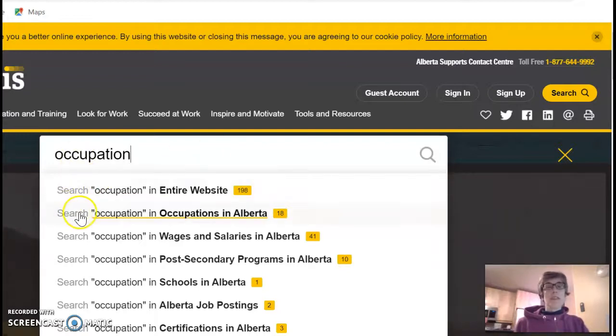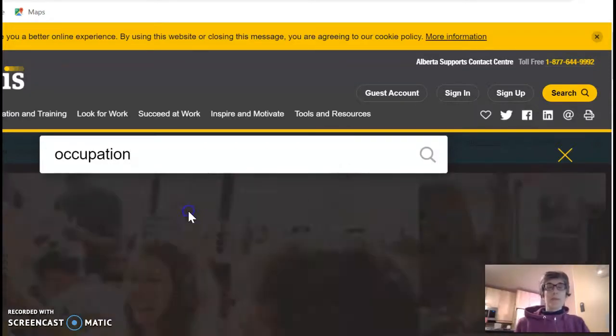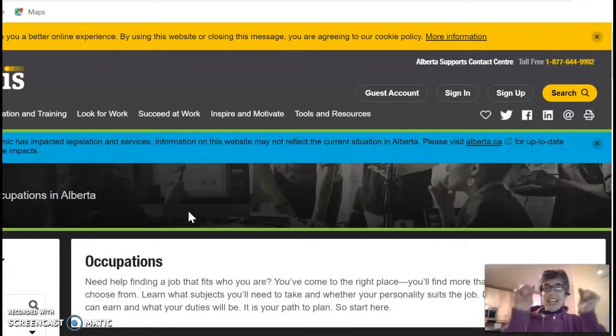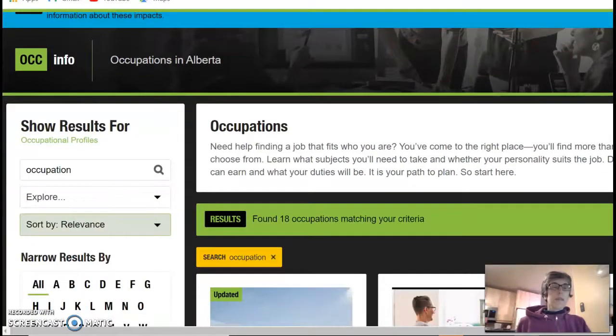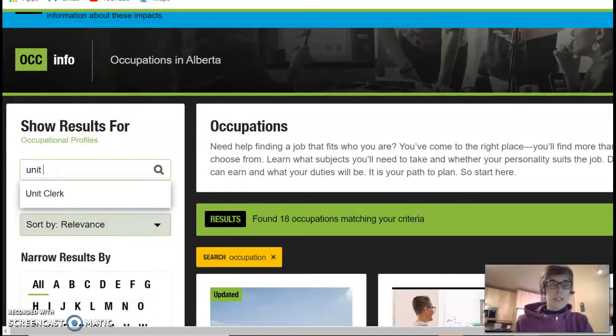And look at that, we have occupations in Alberta. It's the second choice. So it only has 18 choices. That's good. Let's go there. Okay, yay, we made it to the right place. So we can see occupations, and we're going to go over to the left-hand side of the screen where it says show results for occupational profiles. So down here, I'm going to type in the name of the job that I found. So it was suggested that I could be a unit clerk.